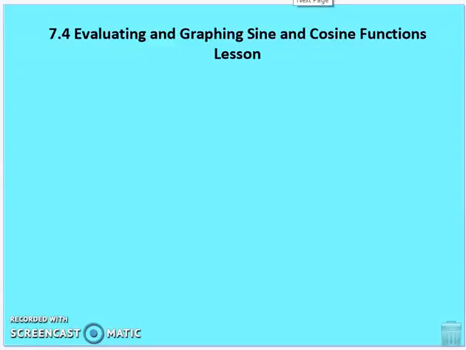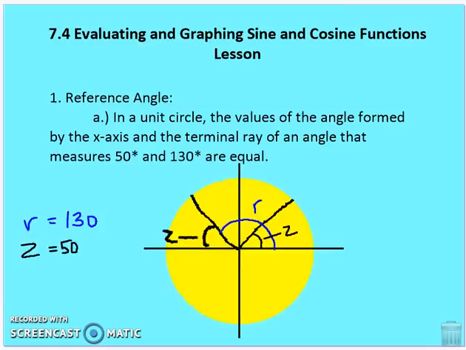In this edition of Otten Math, we're going to talk about evaluating and graphing sine and cosine functions. One of the things you need to understand before we get into graphing sine and cosine functions is something that's called a reference angle. We're going to use a reference angle to determine trig values in a unit circle based on basic values in the first quadrant.